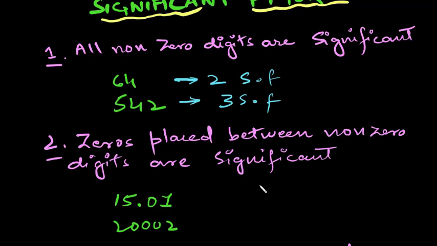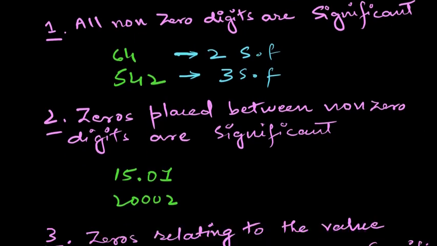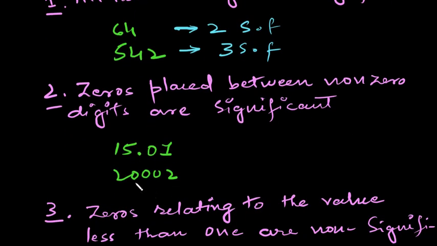Next point is zeros placed between non-zero digits are significant. What does it mean? Let's consider this simple example, the second one. There are 1, 2 and 3 zeros. The digit 0 is placed 3 times between 2 non-zero digits. 2 is not a zero digit, and also the last 2 is not a zero digit.